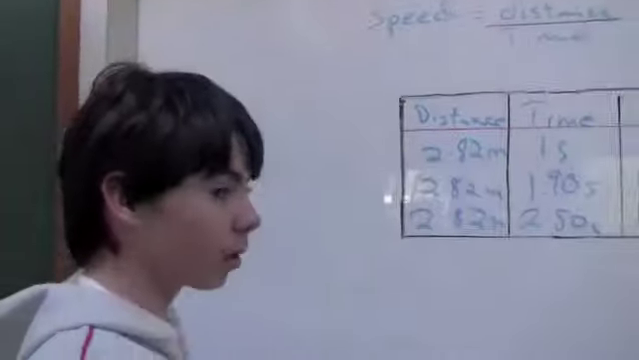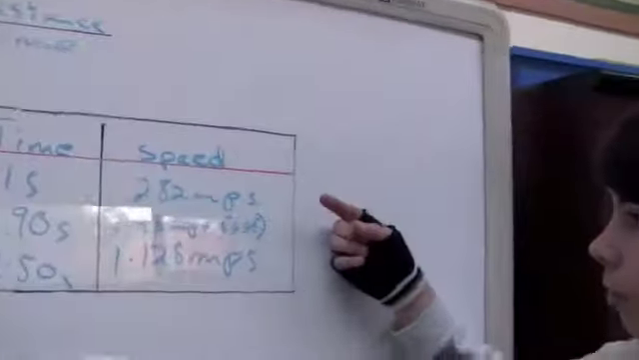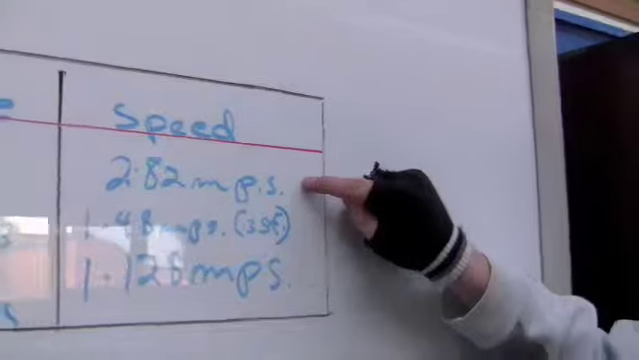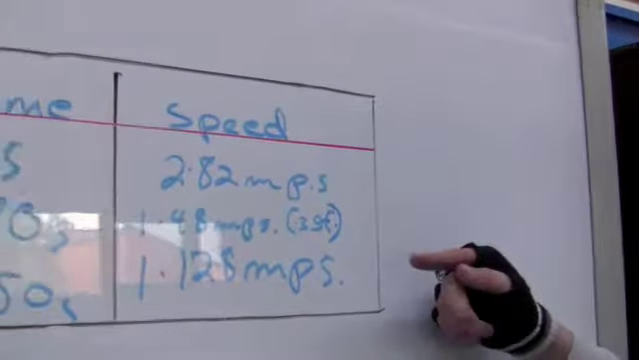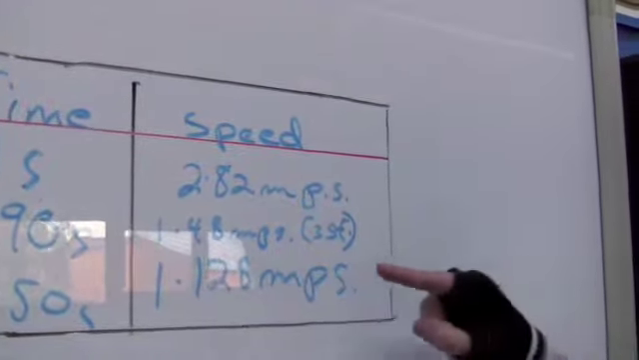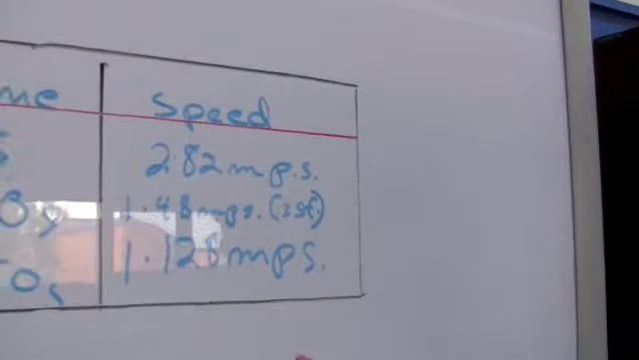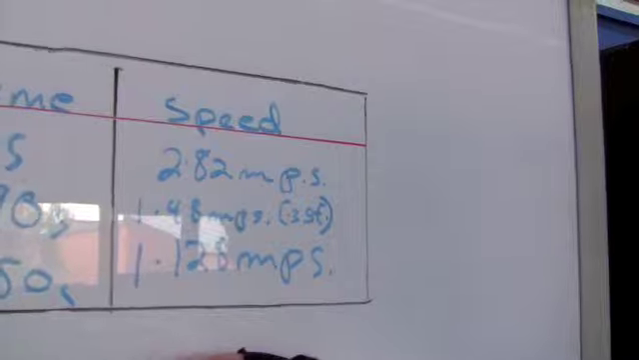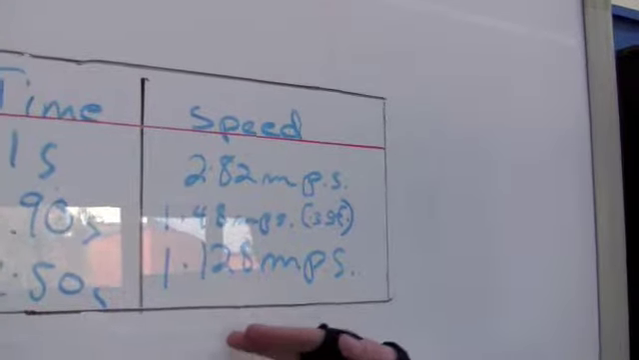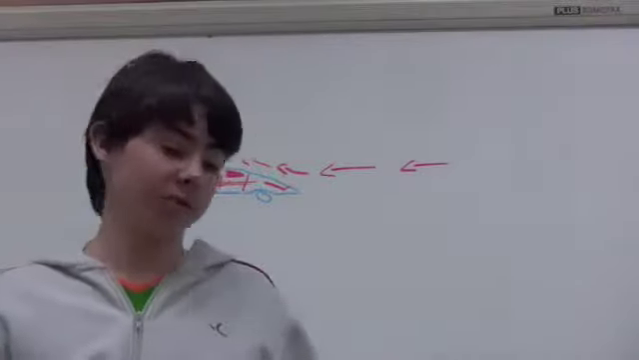Now, we calculated the actual average speed of the ball dropping by itself is 2.82 meters per second. With the small parachute, it was 1.48 meters per second. That is three significant figures. And for the large parachute, it was 1.128 meters per second. So we're just doing a final bit on air resistance.